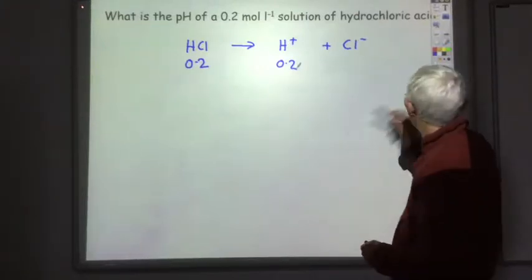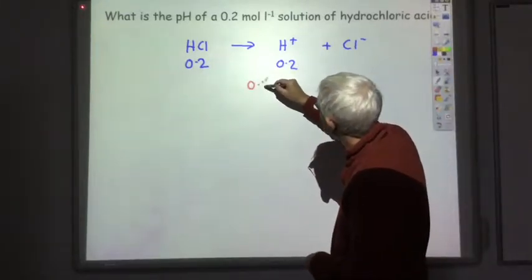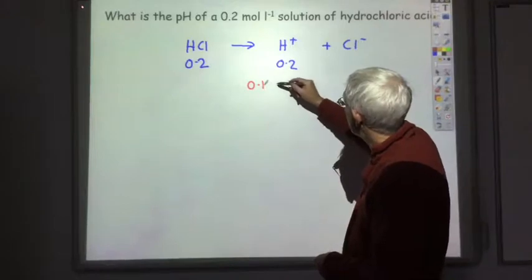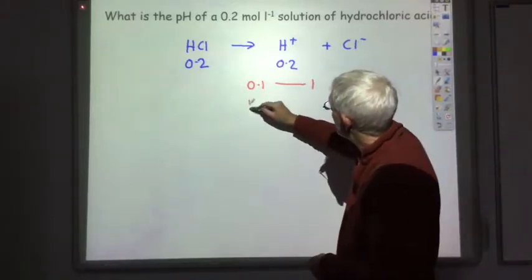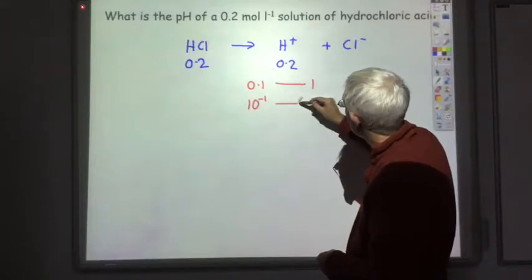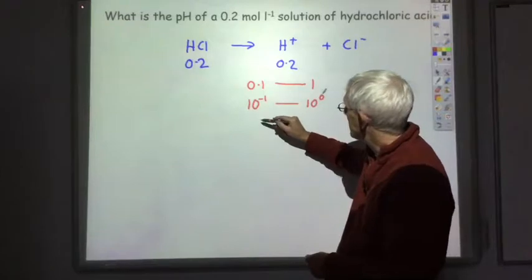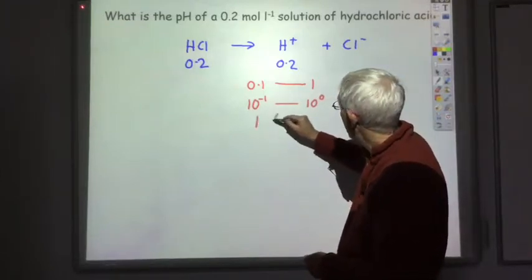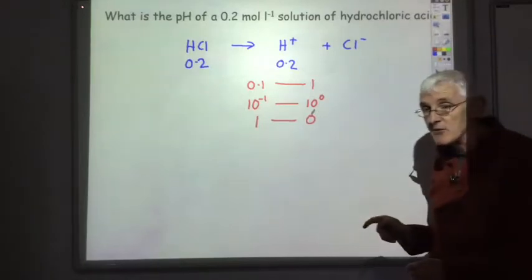Now 0.2 lies in between 0.1, it's greater than 0.1, but it's not as big as 1. So it lies in between 10 to the minus 1 and 10 to the 0. So the pH of this solution is going to lie in between 1 and 0. Where exactly in between 1 and 0 we can't tell.